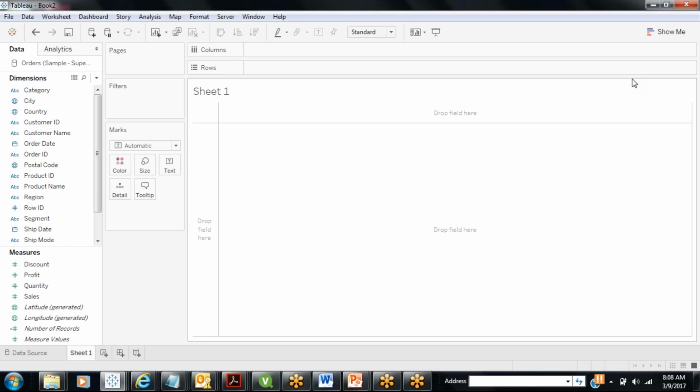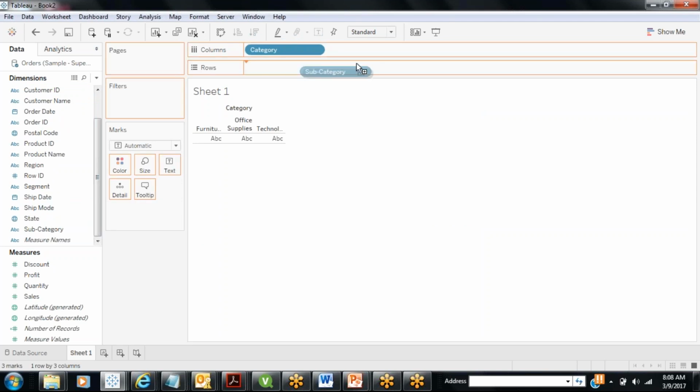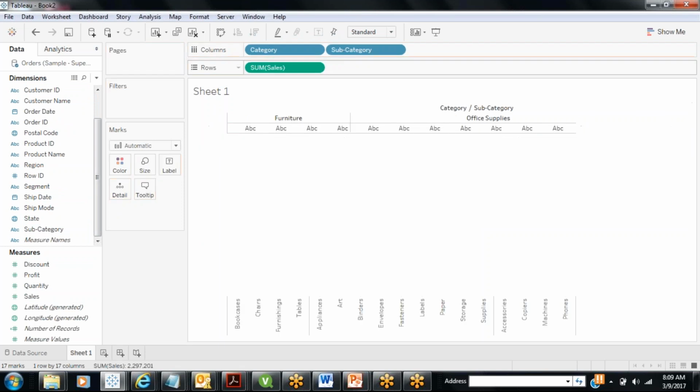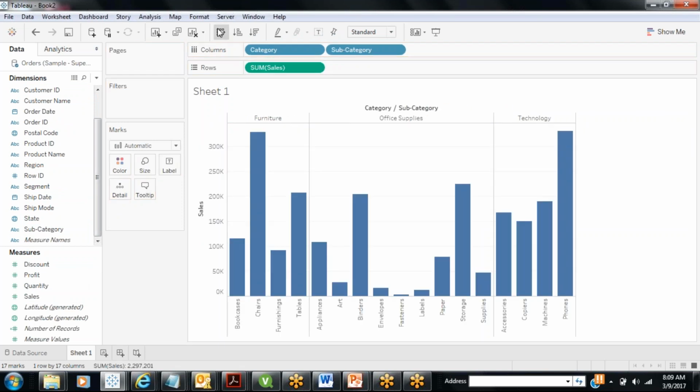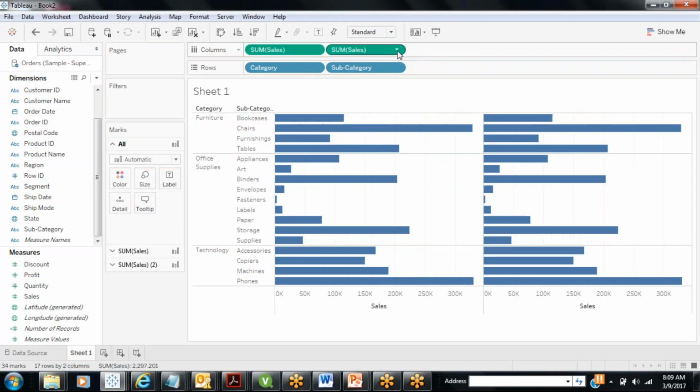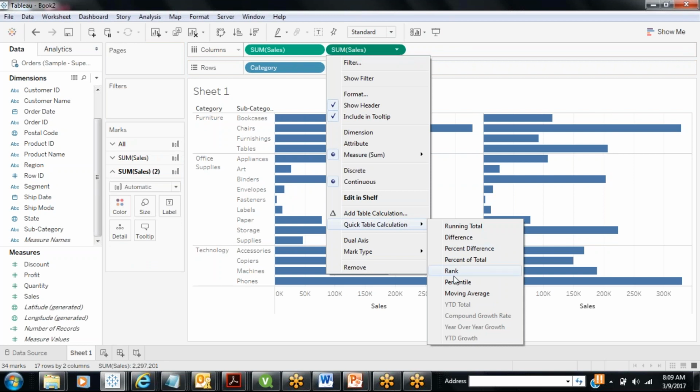So now we'll see today. Yesterday we have seen only 7 quick table calculations and that is only visible. Suppose you take a category, and if you take subcategory, and I will place this sales, and I drag this. When I go to the quick table calculation, I see only 7.